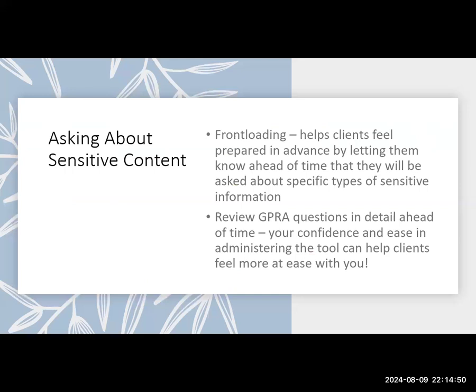Many questions on the GPRA tool ask about sensitive information, specifically those in section B on substance use and planned services, in section F on mental and physical health problems in treatment and recovery, and in section G on social connectedness. These topics are difficult for many people to talk about and may even be emotionally painful just to think about or remember.